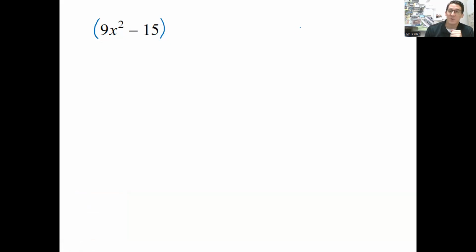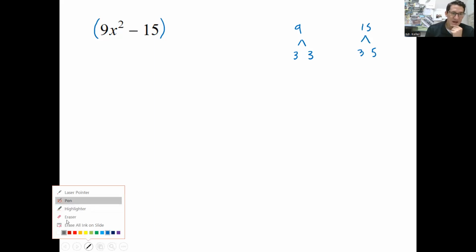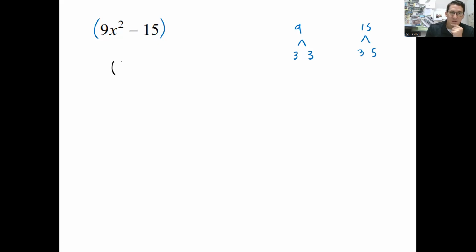If you're not, what you want to do is expand these. So here are the steps, what I think about in my head. 9 factors to 3 times 3. 15 factors to 3 times 5. And what I like to do is rewrite these. So the 9 is going to split into 3 times 3, and I'll expand the x just because it's good practice, x times x. And then 15 would be 3 times 5. So I'm replacing the 9 with the 3 times 3, replacing the 15 with the 3 times 5.